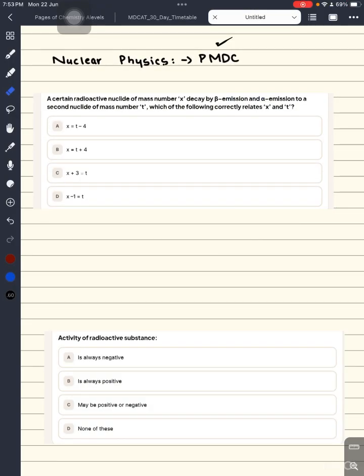So hi guys, today we will start nuclear physics according to the PMDC syllabus. We will solve MCQs in it.